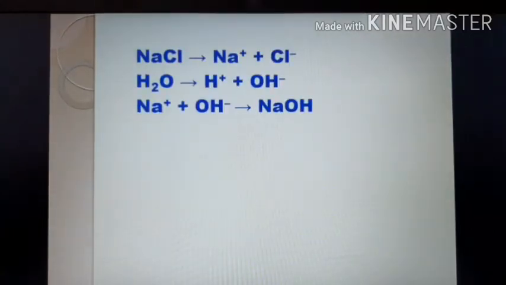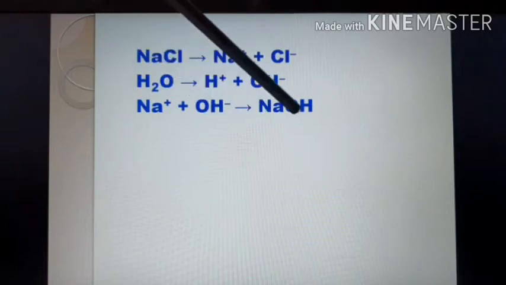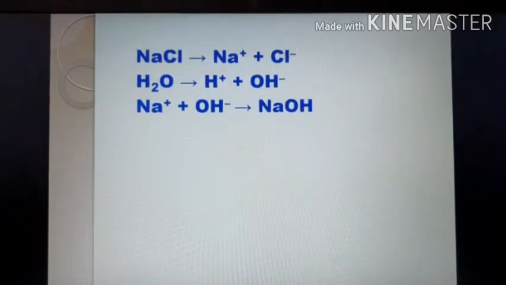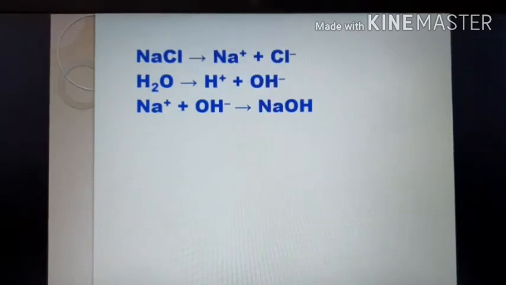Sodium chloride, NaCl, undergoes ionization and gives Na+ ion and Cl- ion. The solvent water ionizes and produces H+ and OH- ions. The Na+ ion of sodium chloride combines with the OH- ion of water and forms NaOH. Due to the formation of sodium hydroxide, the solution is basic in nature.